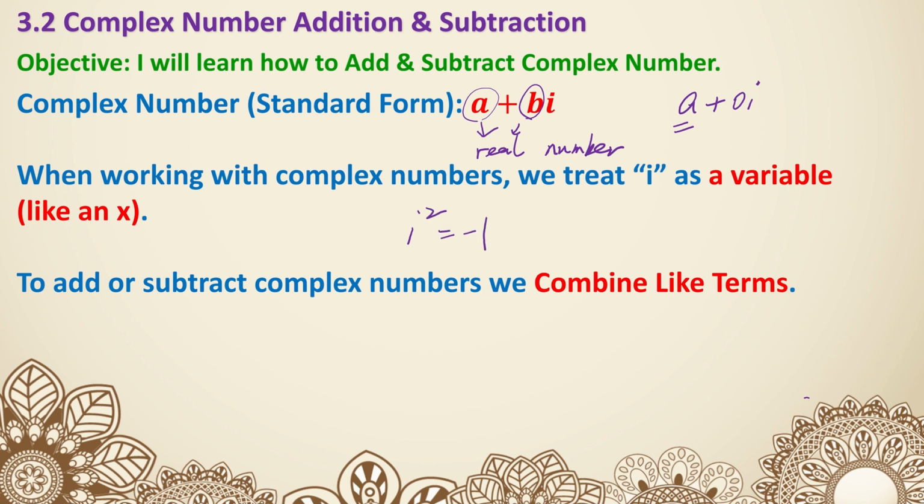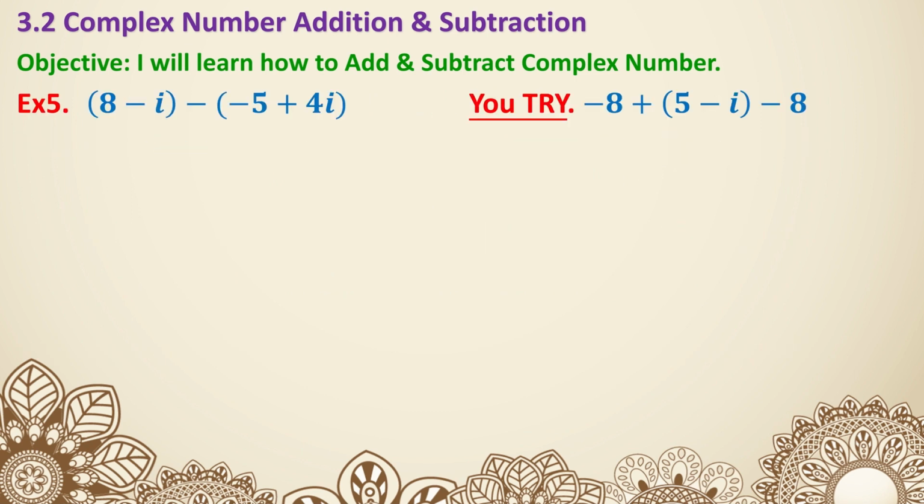So whenever you see i squared, you do need to change it into a -1. But before that, you are just combining like terms, just like you have with x. So let's see some examples. Example 5. First, I have to make sure to get rid of the parentheses because there is a subtraction sign. So it's a minus i, make sure you distribute the negative sign, and plus 5 minus 4i.